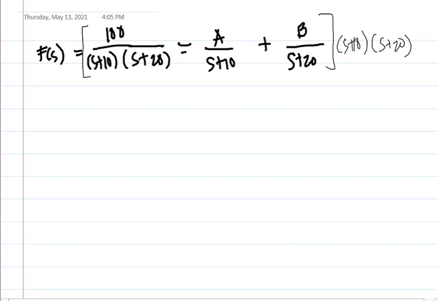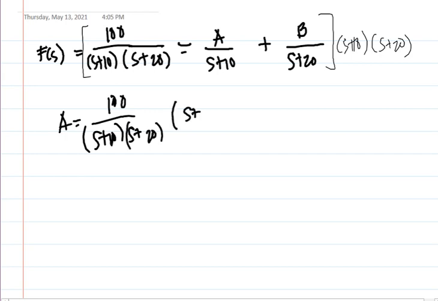In the Heaviside technique, what we do is find the value of A. You take the whole equation. So we have 100 all over s plus 10 multiplied by s plus 20. Automatically this will be multiplied by the denominator, so this is multiplied by s plus 10, and s plus 10 will be cancelled out. So our answer will be equal to 100 all over s plus 20, where s is substituted by the value from here.